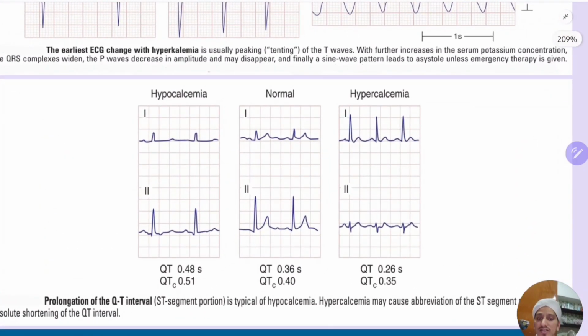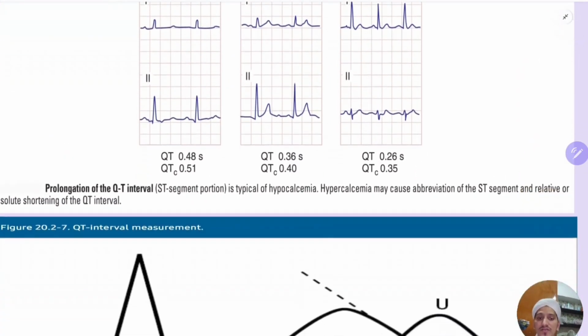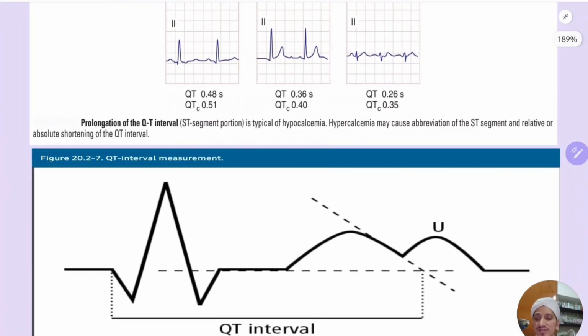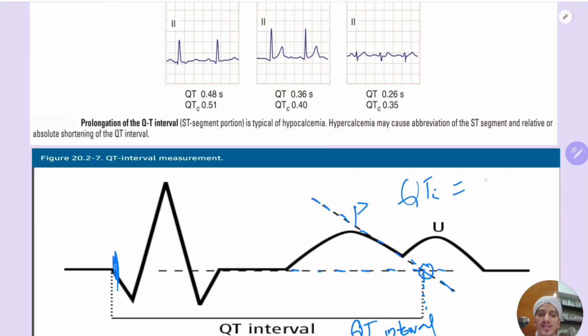Before going to the calcium changes, see here how to calculate the QT interval. You start at the starting point of the Q wave and go to the end of the T wave, before the U wave. You draw a line like this and a horizontal line like this. Where they intersect, you draw a straight line there, and that will be the QT interval. But most modern ECG machines will directly give the corrected QT interval nowadays, so there is no need to do all this. I just wanted to show how to calculate the QT interval.